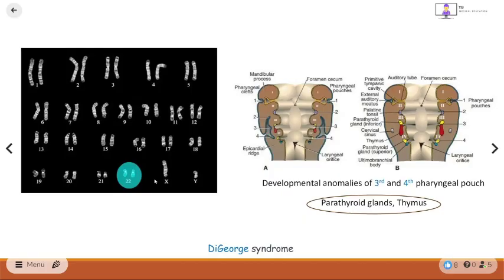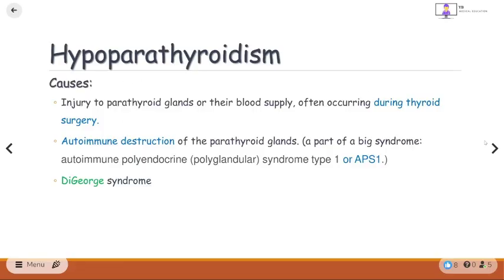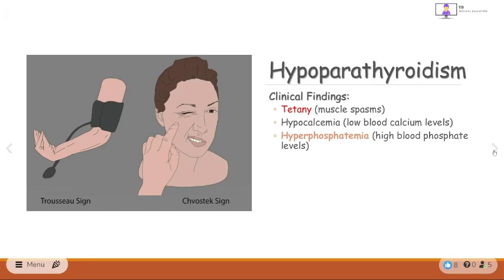And by the way, it's a 22q11 deletion, basically chromosome 22. The little piece is missing in DiGeorge syndrome. That's the cause. And this piece is important in development of the third and fourth pharyngeal pouches. So basically, when you have missing third and fourth pharyngeal pouches, you get missing parathyroid glands, so you get hypoparathyroidism. What are the symptoms? Parathyroid hormone's main effect is to increase the calcium levels and decrease the phosphate levels. So you have the opposite.